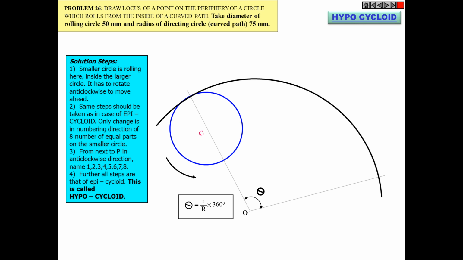But remember one thing, whenever you are calculating this theta, read the problem carefully. What they do in the problem is that sometimes they give directing circle diameter, and sometimes they give small circle radius. So if you directly put that value and get the value of theta, it will be wrong. So you have to solve this formula either by taking radius for both the smaller as well as bigger circle, or by taking the diameter value. That means this formula of theta is either small r by capital R into 360 degree or small d by capital D into 360 degree. Okay. So this is your theta.